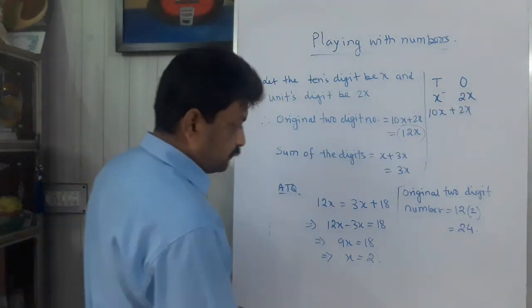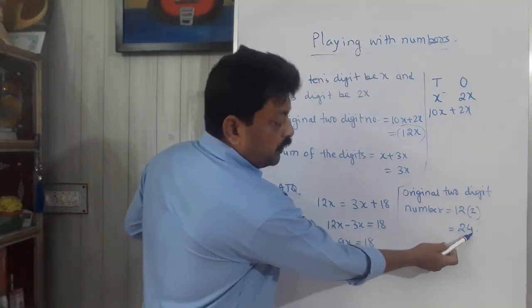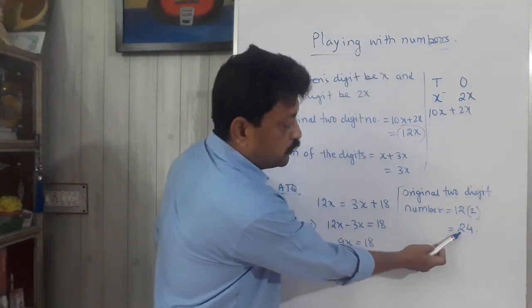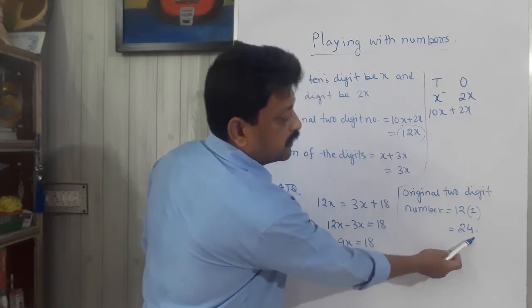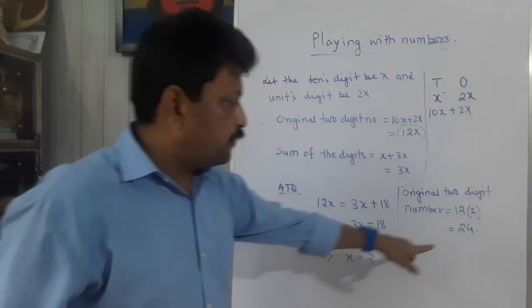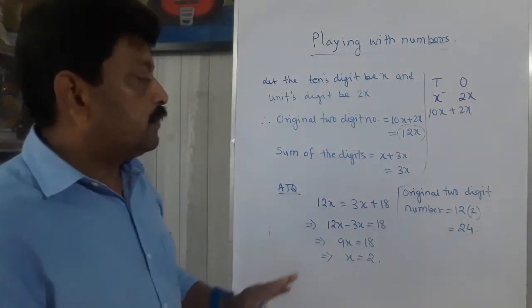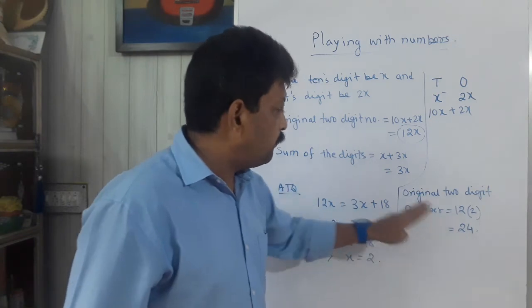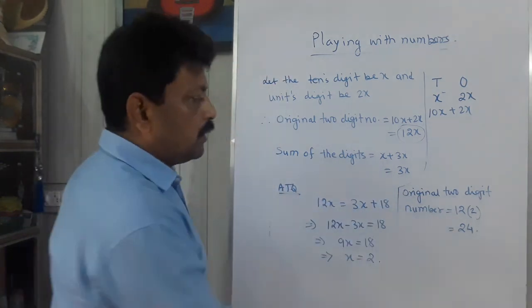See our answer. The answer is 24. The digit at the unit place is 4 and the digit at the tens place is 2. So we can say that the digit at the unit place is double the digit at the tens place. Understood? So the first condition is matching. The second condition says that the number exceeds the sum of the digits by 18. Now the number is 24.